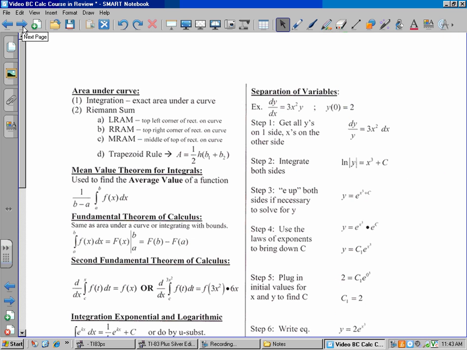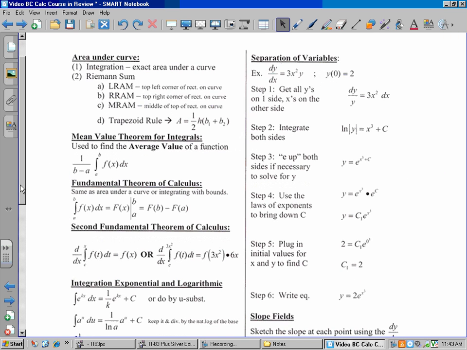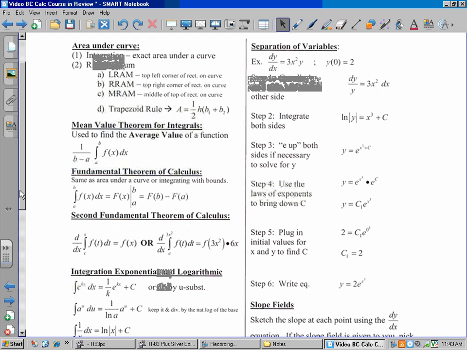All right, let's take a look at formulas for the area under a curve. If you're looking to find the area under a curve, or the area under the curve and above the x-axis, you just integrate the function. Sometimes they'll ask you to approximate the area under a curve. When you do that, you want to use LRAM, RRAM, MRAM, or the trapezoidal rule.